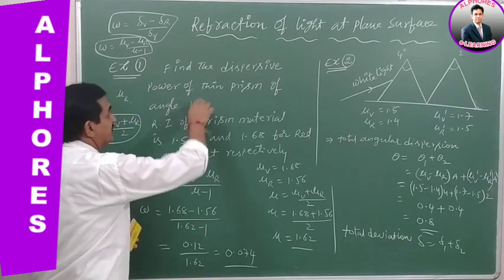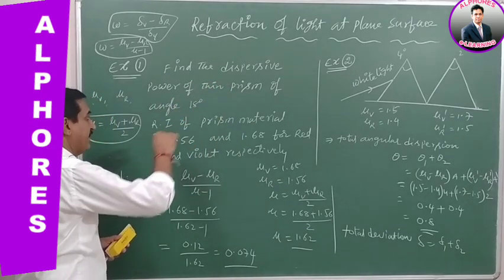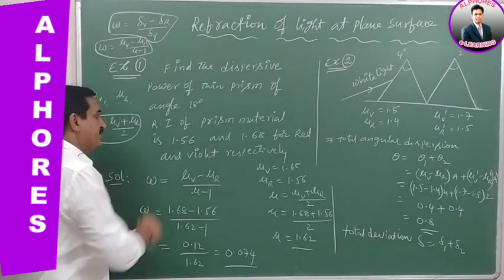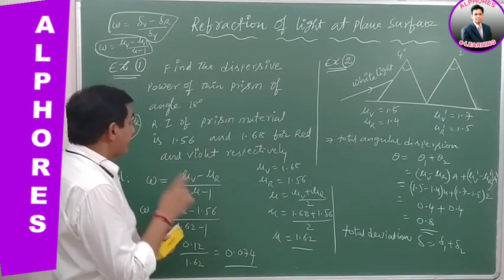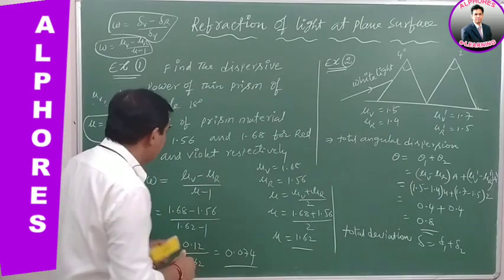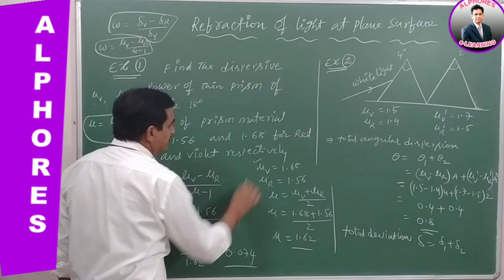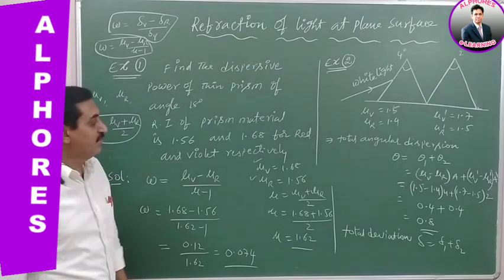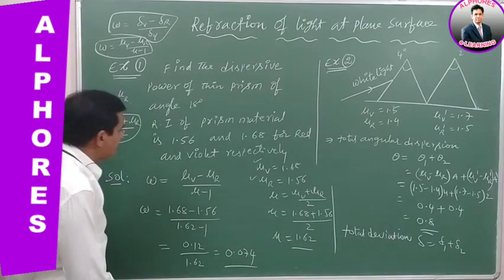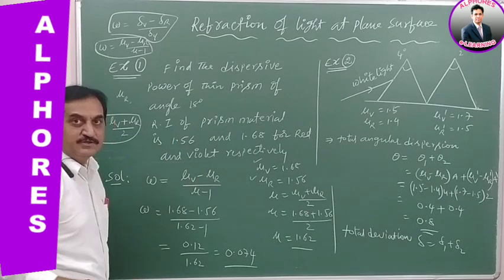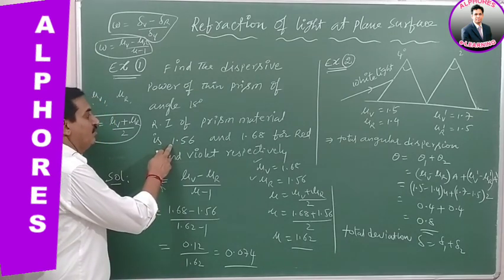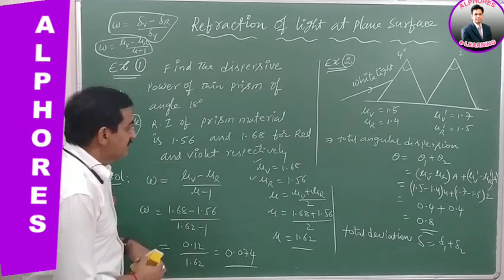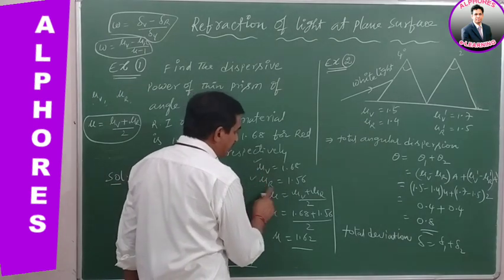So the first one is: find the dispersive power of a thin prism of angle 18 degree. The refractive index of the prism material is 1.56 and 1.68 for red and violet colors respectively. See here, for violet color 1.68 is given, and for red color the refractive index is 1.56. Now find the dispersive power of the material of the prism. In this question the yellow refractive index was not mentioned, even then we can find it by taking the average of violet and red.